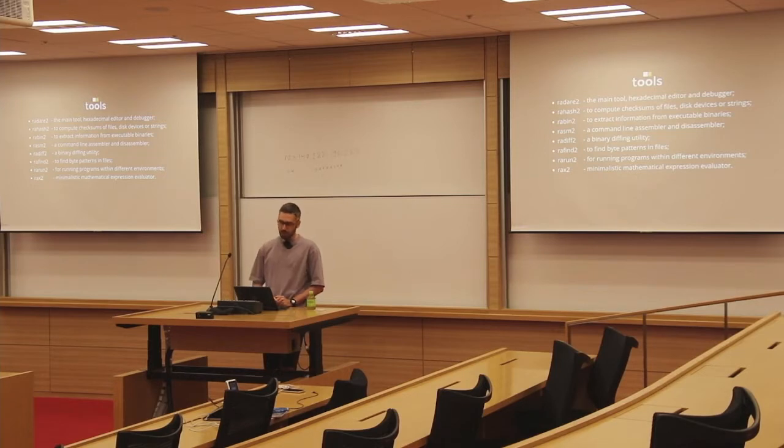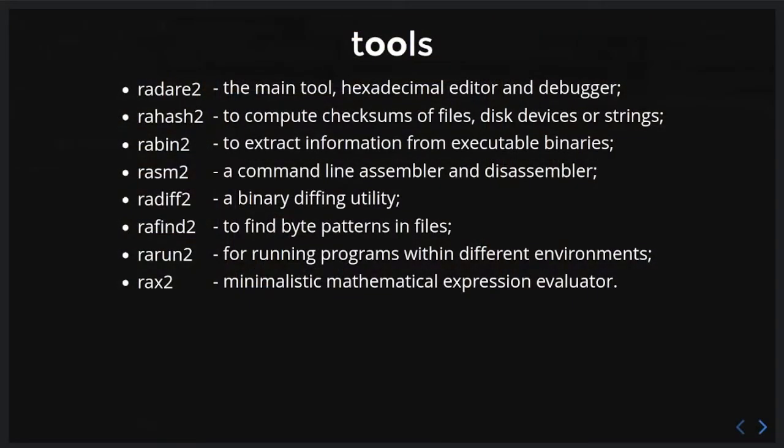The main tool has the same name, radare2. It's a hexadecimal editor and debugger. Another one is rahash to compute checksums of files, disk, devices, or strings. Rabin to extract information from binaries. Rasm, it's an assembler and disassembler. Radiff, it's a binary diffing utility, not for text files, but for binary files.